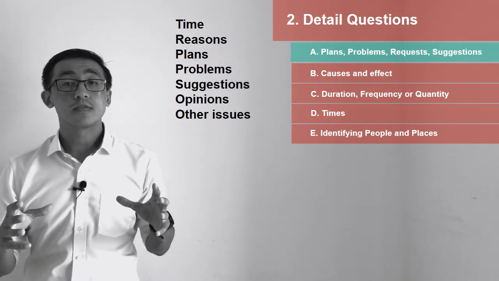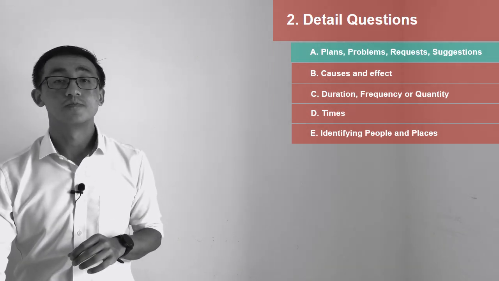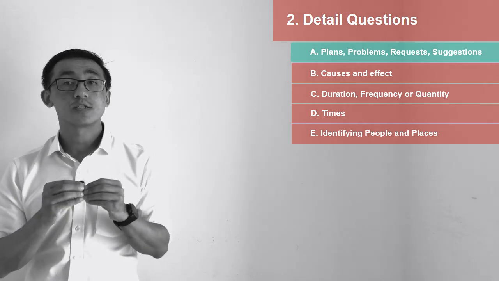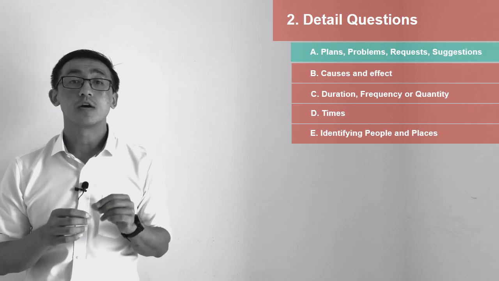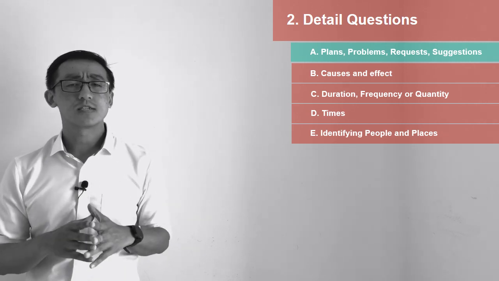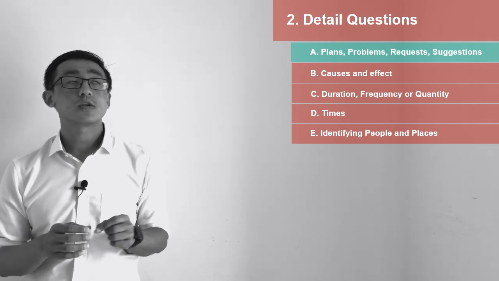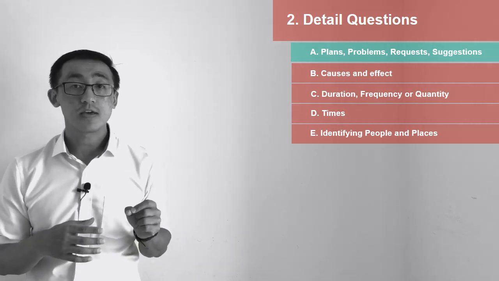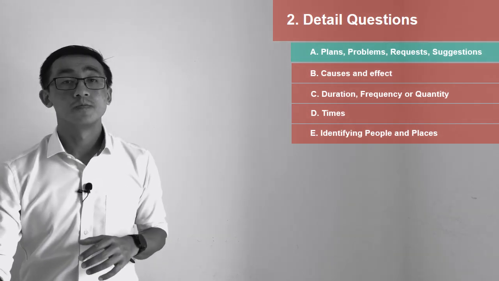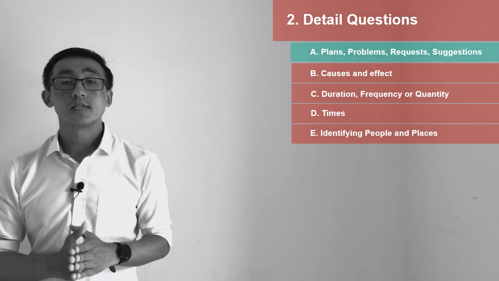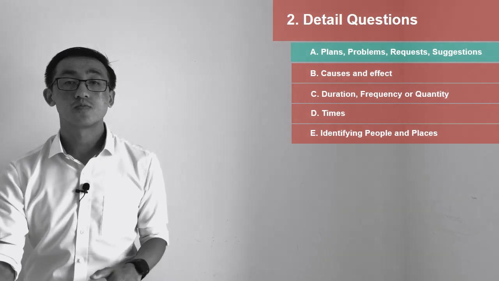So let's talk about the detailed questions about plans, problems, requests, or suggestions. This type of detailed question tests your understanding of basic information that comes out in a conversation. They often ask for information about what a speaker will do in the future, an issue the speaker is having, something the speaker wants, or something the speaker wants others to do. You can see some examples on your screen about requests, suggestions, problems, or plans.